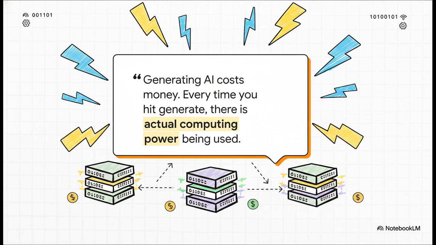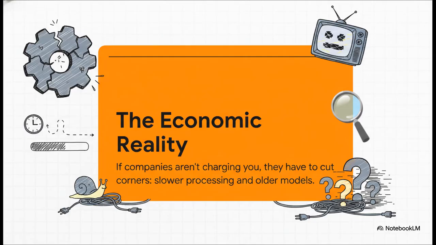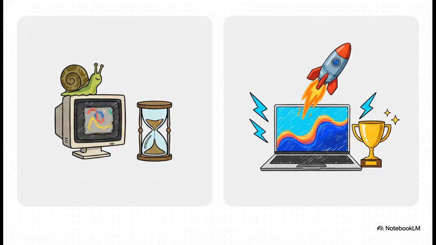Generating AI costs real money. Every single time you click that Generate button, it's using up very expensive computing power and a whole lot of energy on a server somewhere in the world. So, if the company isn't charging you for that, they have to cut corners somewhere else to cover their costs. This isn't about them being greedy, it's just the economic reality of the situation. And for you, the free user, that directly translates to slower processing, access to older AI models, and way less reliable results.